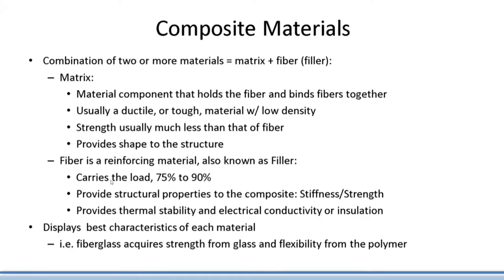It carries about 75% to 90% of the load, while the matrix carries a much lower percentage. I'll explain later why that is. The fiber provides structural properties to the composite, such as stiffness and strength, and it provides thermal stability and electrical conductivity or insulation. It can actually be very good at that. So, in reality, at the end of the day, bottom line is we're going to study materials where the fiber is embedded within the matrix.